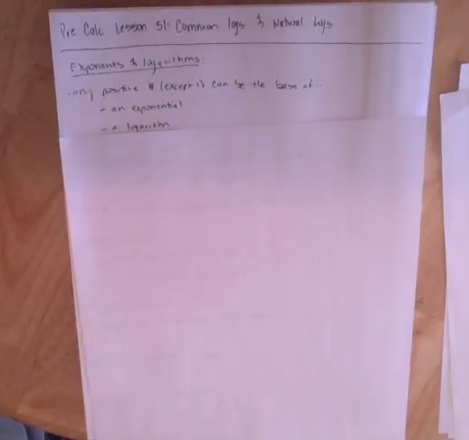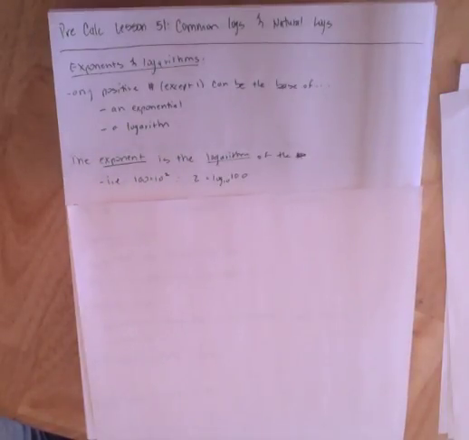Okay, so let's quickly talk about exponents and logarithms. Any positive number, except 1, can be the base of any exponential or any logarithm. This is what we've talked about before as a definition of exponents and logarithms. Now, the exponent is the logarithm of the number, meaning 100 we can write as 10 squared. So 2 is the logarithm, log base 10 of 100.